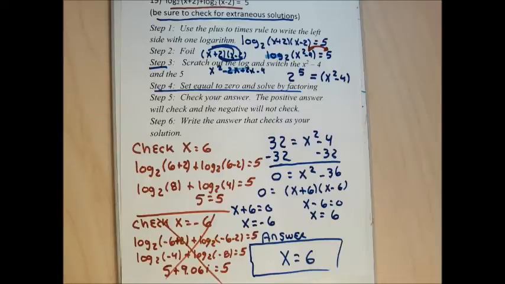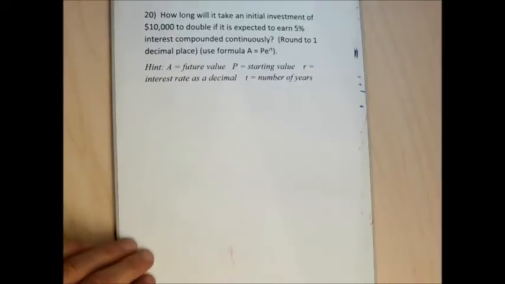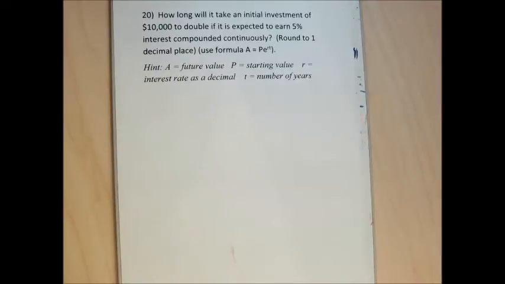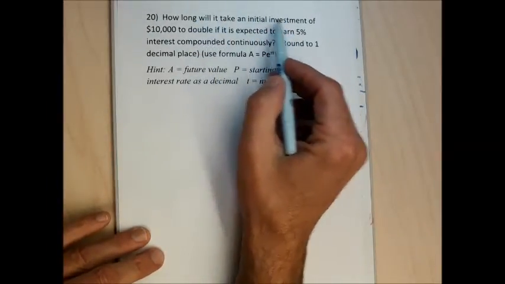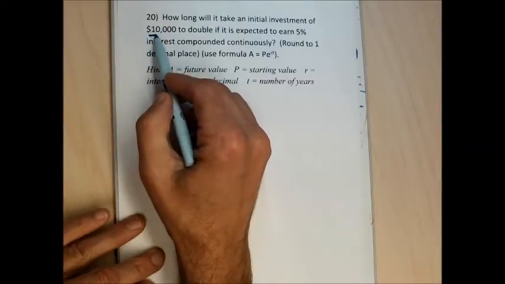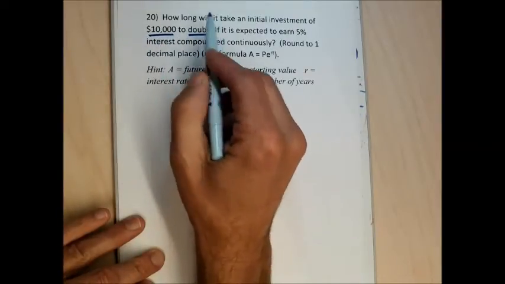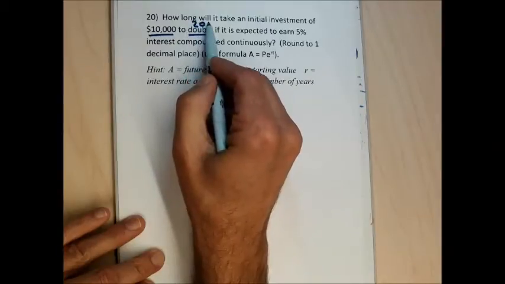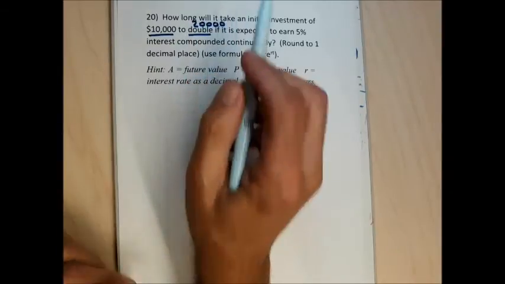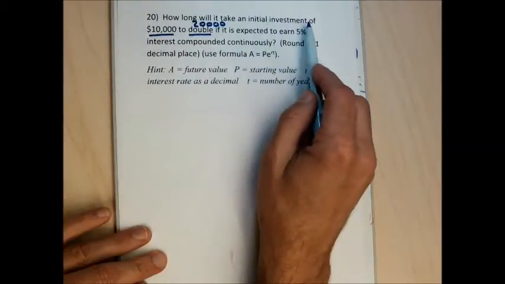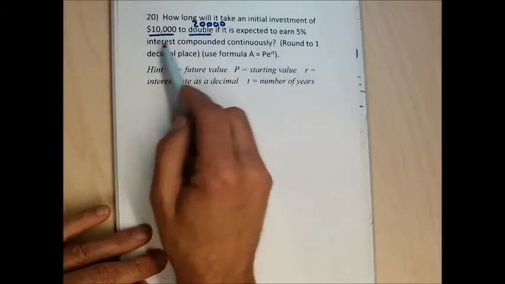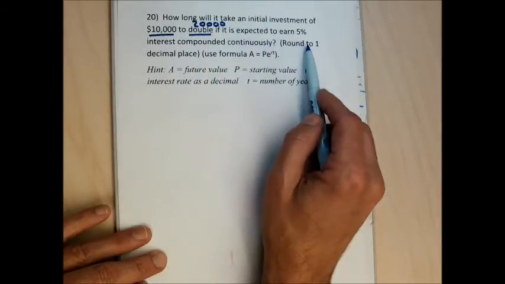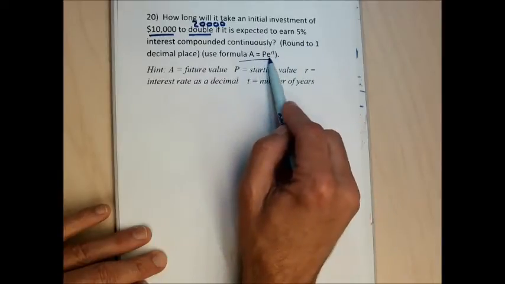Now we just have 2 word problems to get through, and we'll be done with this review. Question 20 gives me a problem about money. It says, how long will it take an initial investment of $10,000 to double? Doubling $10,000 means multiplying it by 2. So this is really asking, how long will it take an initial investment of $10,000 to grow to $20,000 if it's expected to earn 5% interest compounded continuously? Round to 1 decimal place and use this formula.